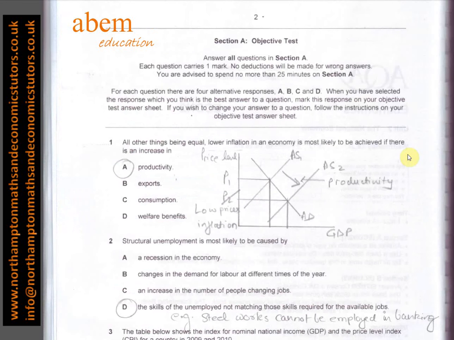In question number 1, I have given you the solution by demonstrating through a diagram wherein I've said the AS curve has moved right towards the outside, AS2, because of increase in productivity, which is supply side, and the prices have fallen down from P1 to P2, hence lower inflation.